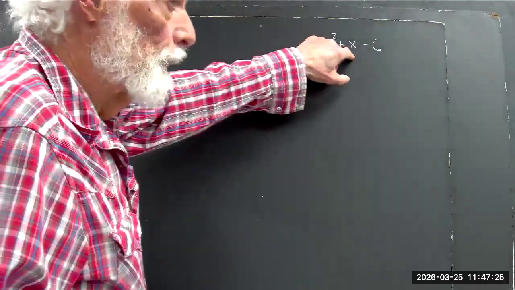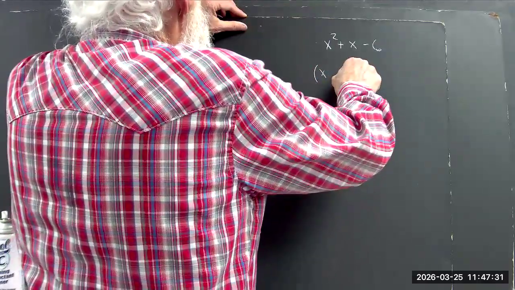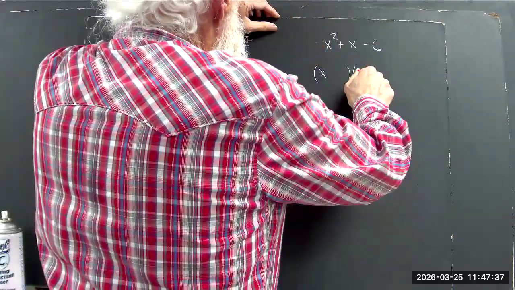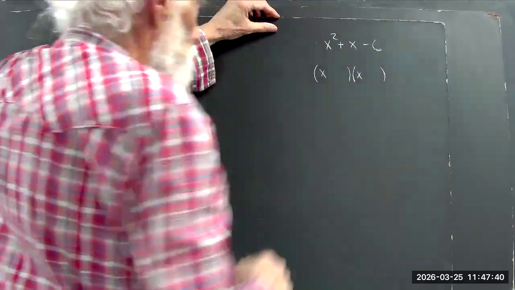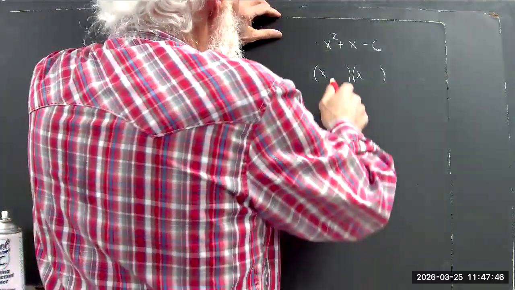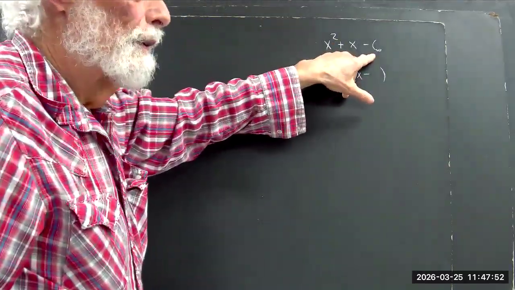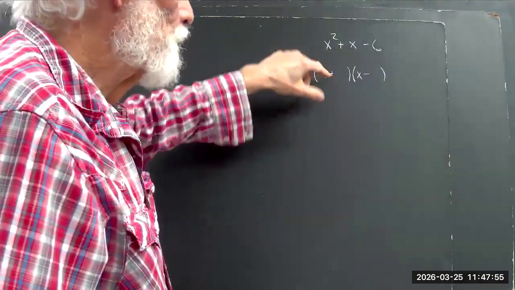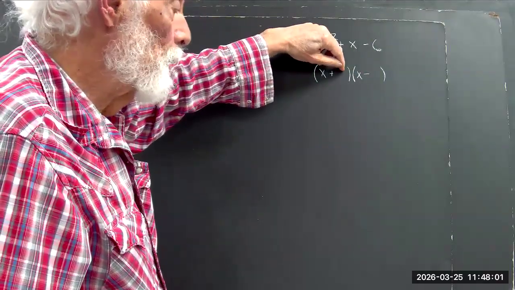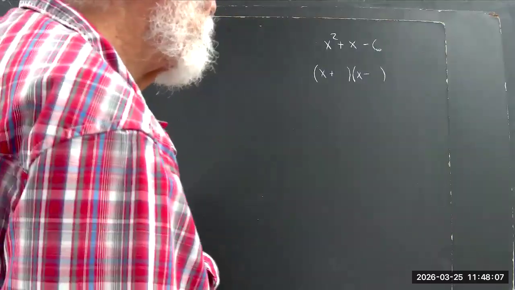Now what are we going to do with x squared plus x minus 6? Well, we're going to write an x in a set of parentheses with room to put something else in it. Then we're going to write another x in parentheses with room for other stuff. And I guess what we're going to do is put a plus in one of them and a minus in another, because we got a minus 6 here. So the two numbers that we use have to multiply out to give us negative 6. So we're going to say it's going to be x plus one of those numbers times x minus the other one. We have to figure out which number is which.